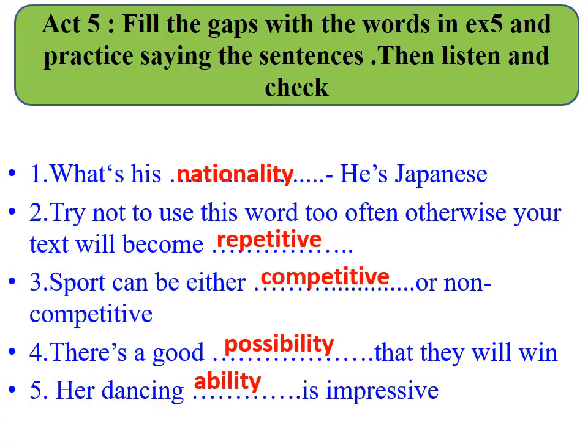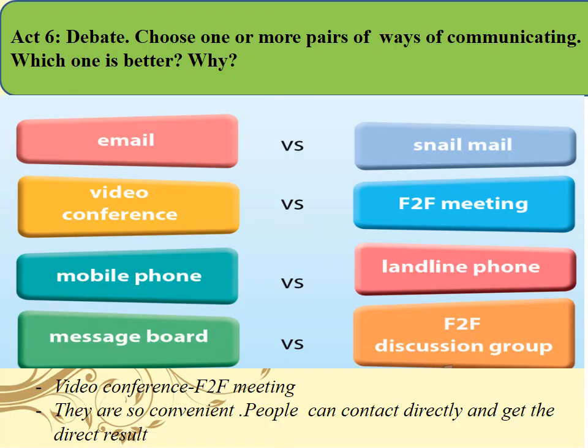Okay, now finish task 5. Move to the next task. Activity 6, debate. Debate, tranh luận. Choose one or more pairs of ways of communicating. Which one is better way? We have some ways of communicating here, some ways of communication here. You choose one of them, okay, or two of them, okay. And you will tell me why it is the best way of communication you choose.